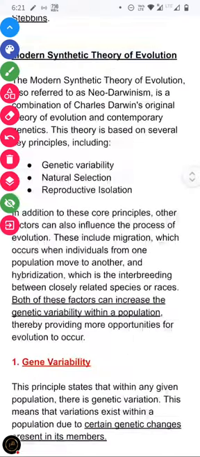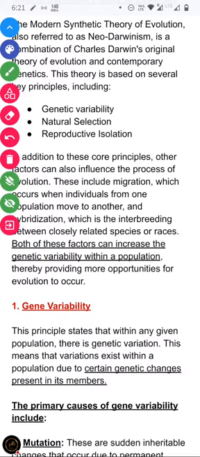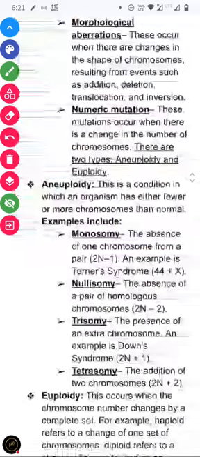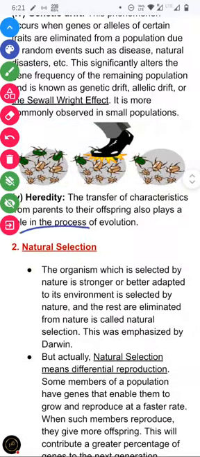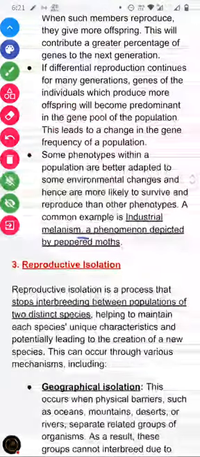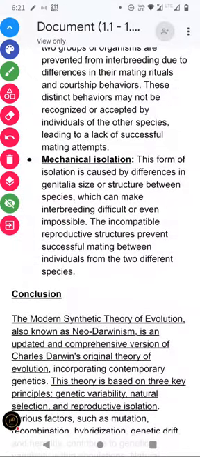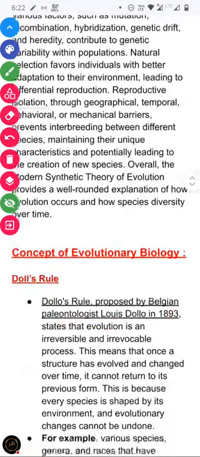You can read this from here. And these are the factors that allow evolution to occur, that evolve from genetic variability within a population, such as gene variability and natural selection, reproductive isolation, distribution, hybridization. So these are the factors that are organized within the theory of human evolution, how humans evolved from the initial phase on this planet Earth.